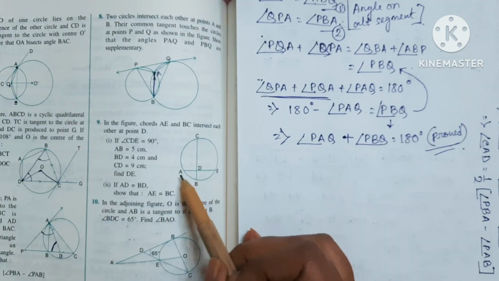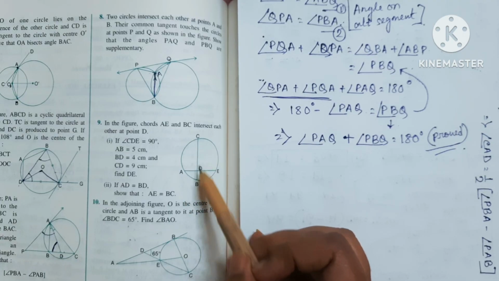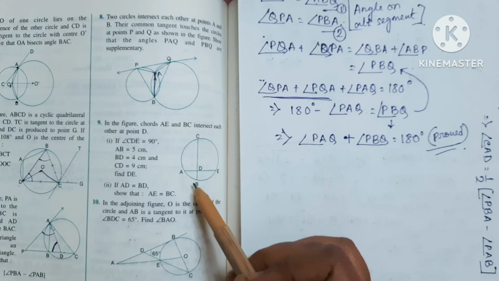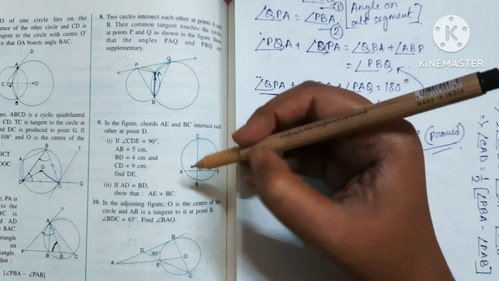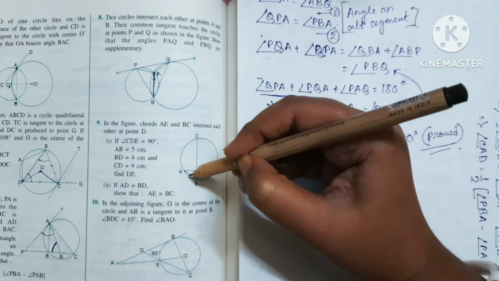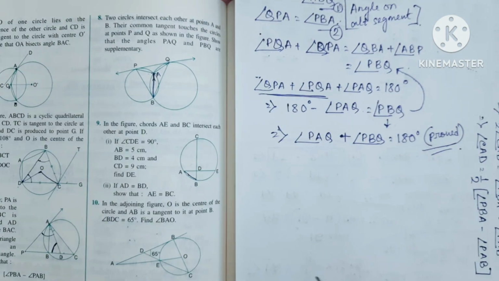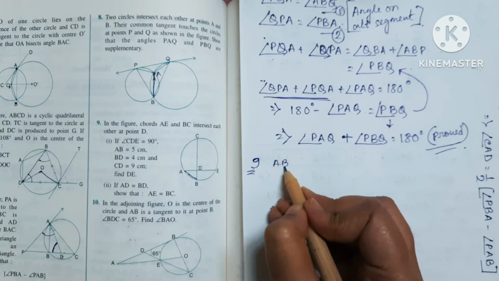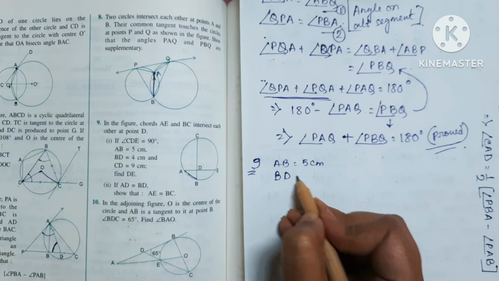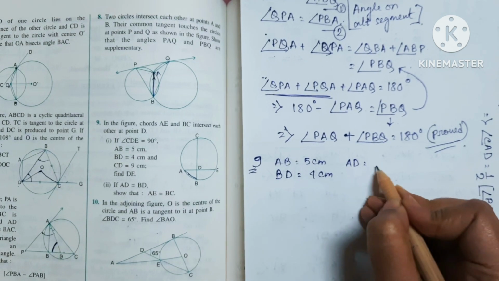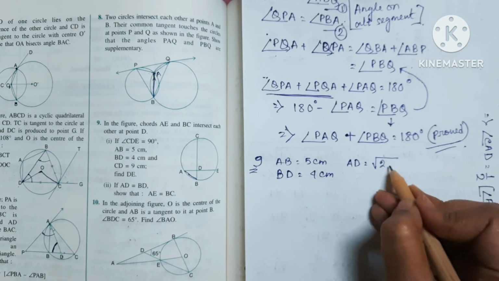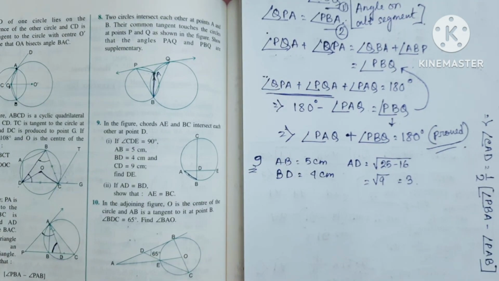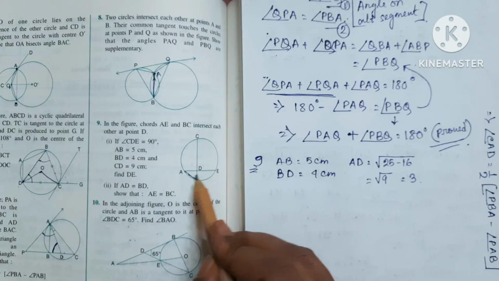Question number 9. See the figure. AE and BC are two intersecting chords, they intersect at the point D, and angle CDE is 90 degrees. AB is 5 centimeters, BD is 4 centimeters. So AD will be root of AB square minus BD square, that is 25 minus 16, so that will be root 9. So it will become 3. So AD is 3.